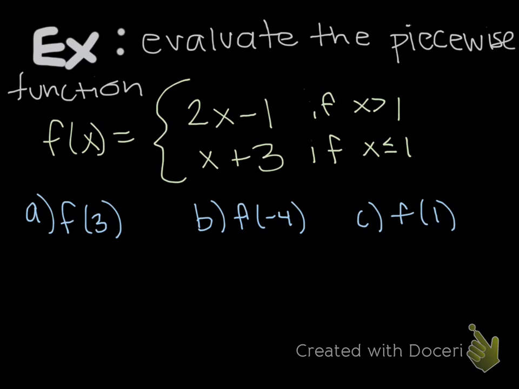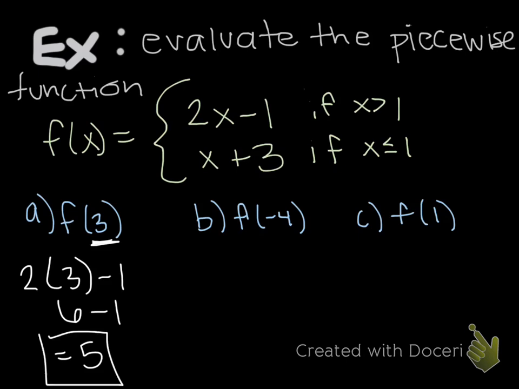Notice you have different restrictions. This says 2x minus 1 if x is greater than 1. I have x plus 3 if x is less than or equal to 1. So we look at my input value of 3. 3 is greater than 1, therefore we're using the top equation. So I have 2 times 3 minus 1. So the answer when I input 3 would be 5. Notice you don't plug it into both, you only plug it into the one. That is a true statement.